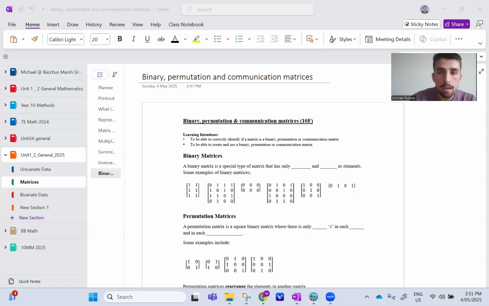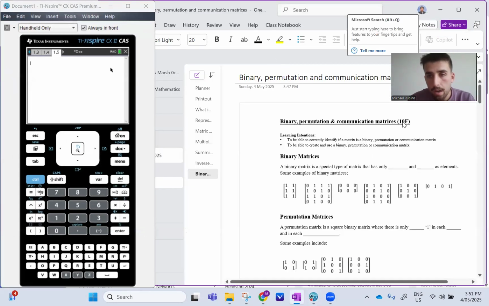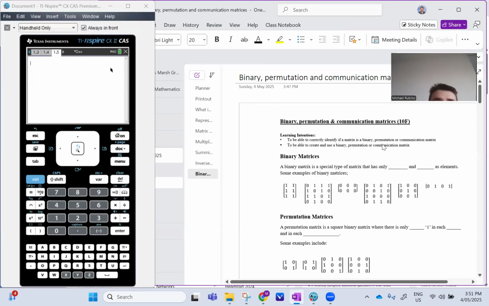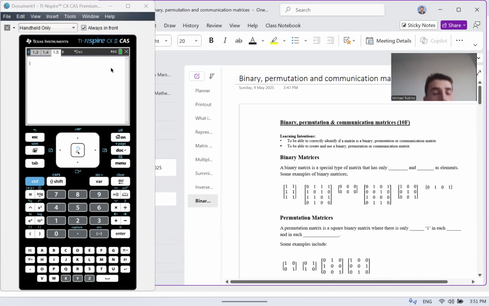I'm going to share my screen. And I'll hide this, get my CAS, and in a second, now we are good to go. So hopefully you have got your unit book, page 135, please. So can you all go to page 135?